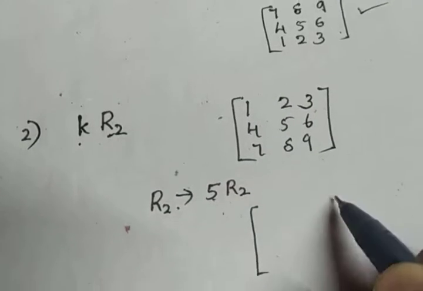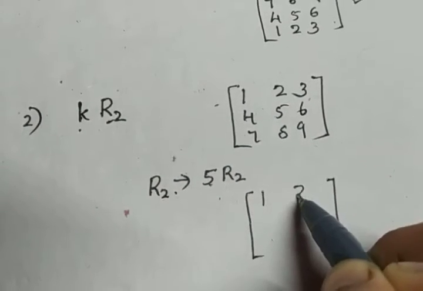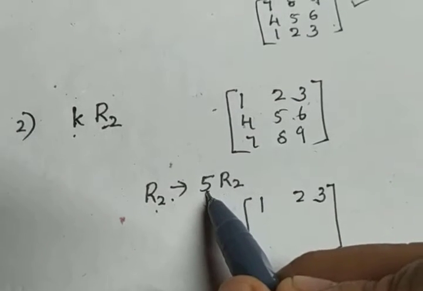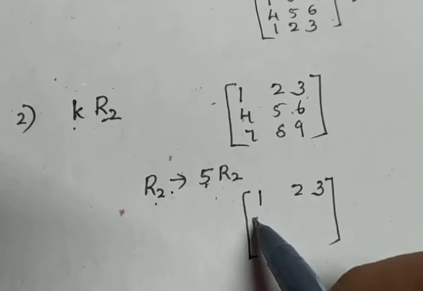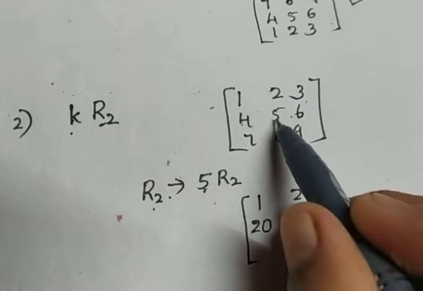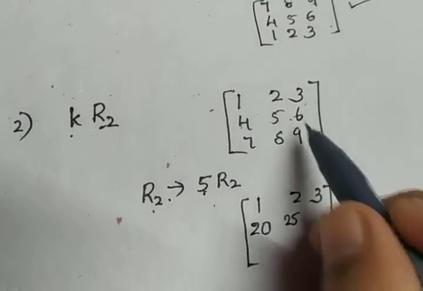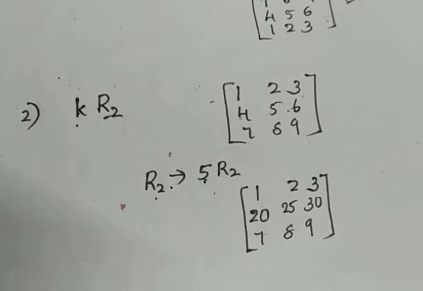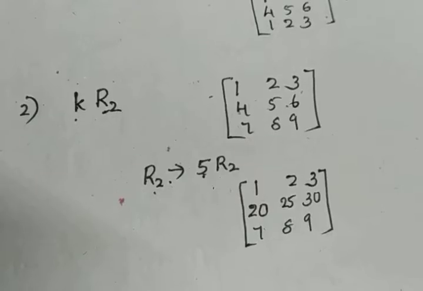So what will be the corresponding matrix? First row remains the same, 1, 2, 3. For the second row, we have to multiply each and every element with the 5. So first one is 5 into 4, 20, 5 into 5, 25 and 6 into 5, 30. And the third row remains the same. So this elementary operation is also possible.